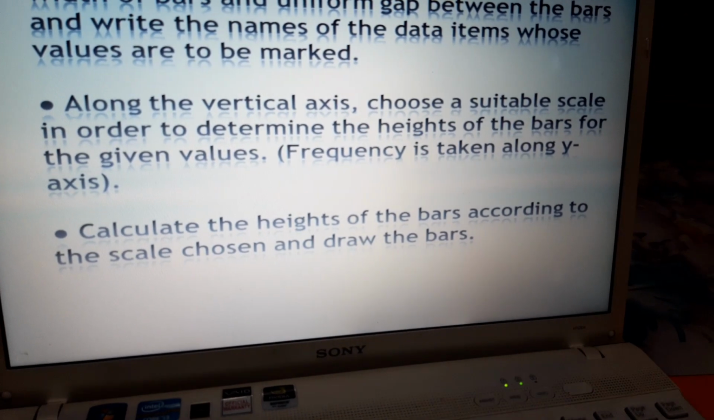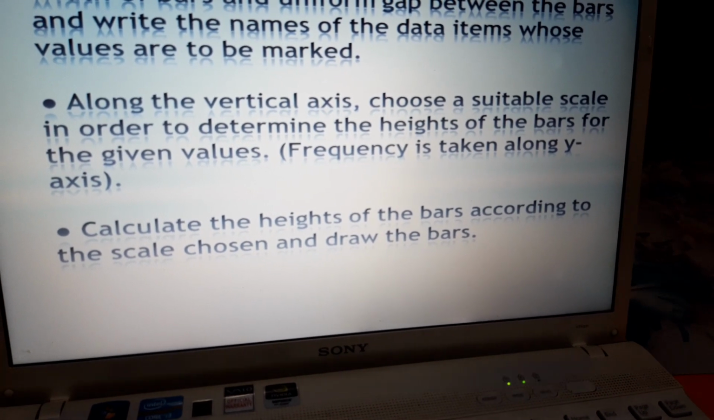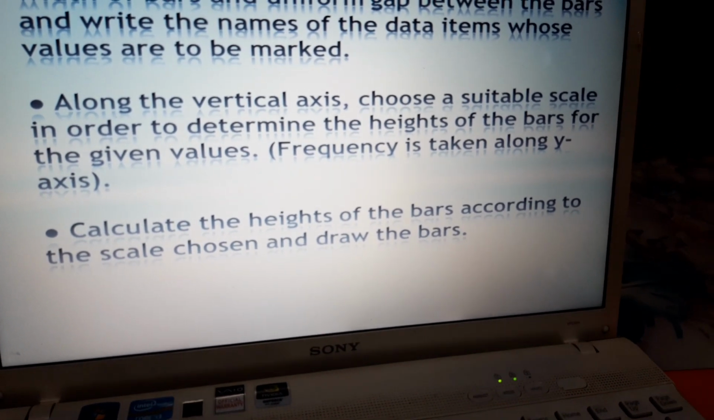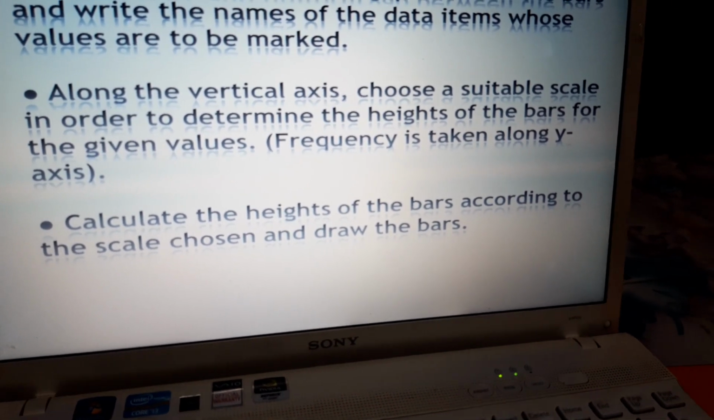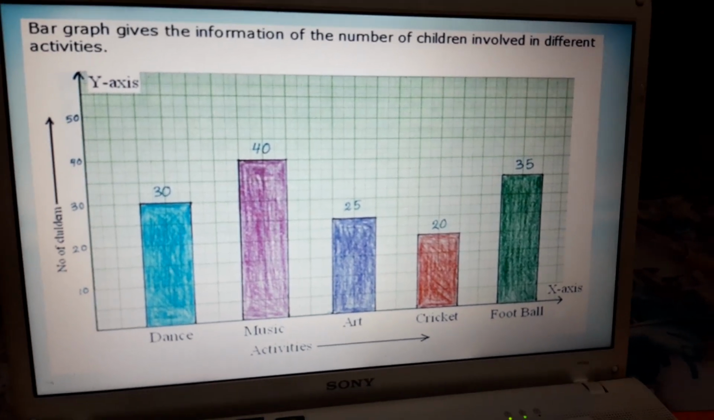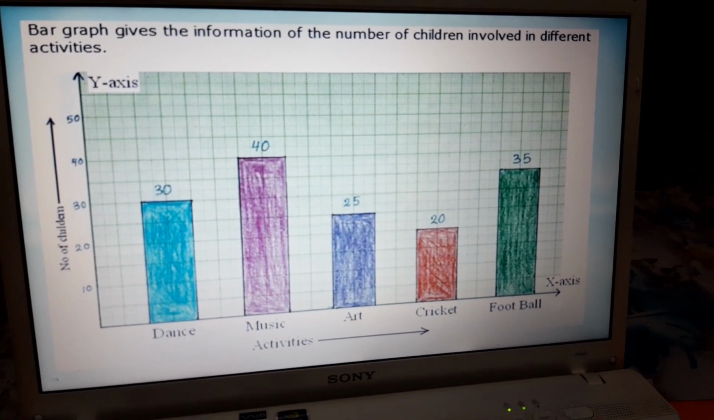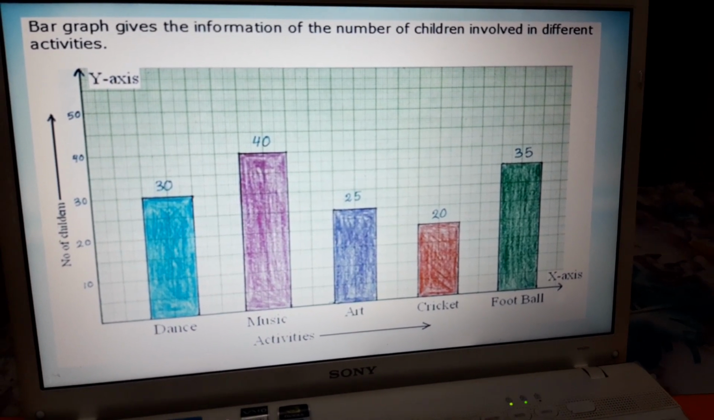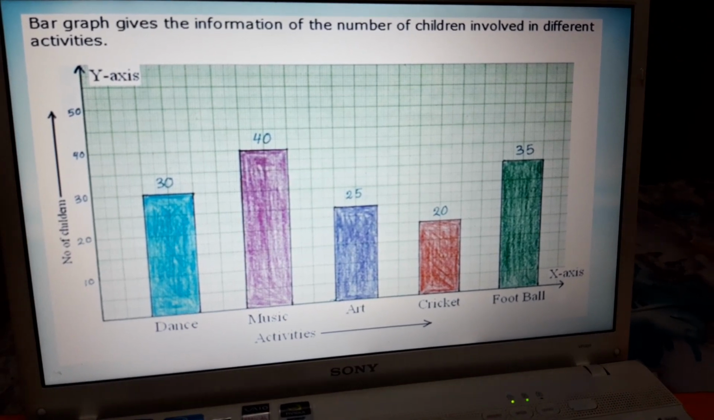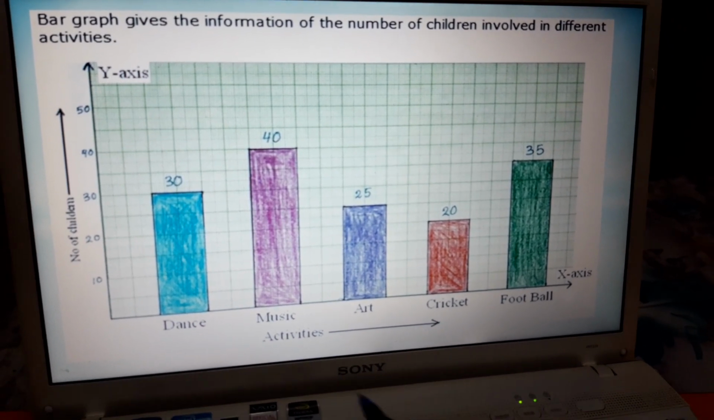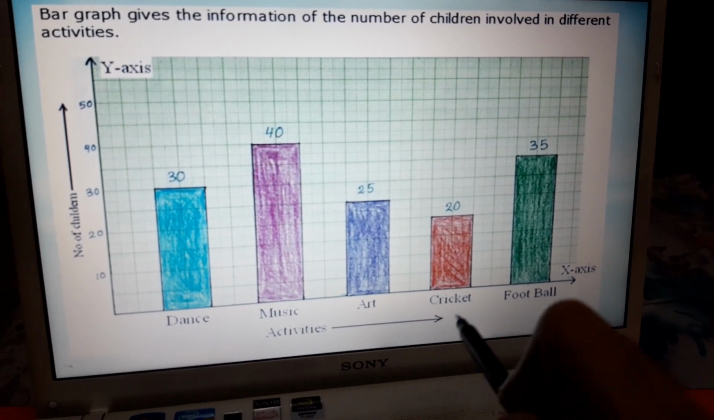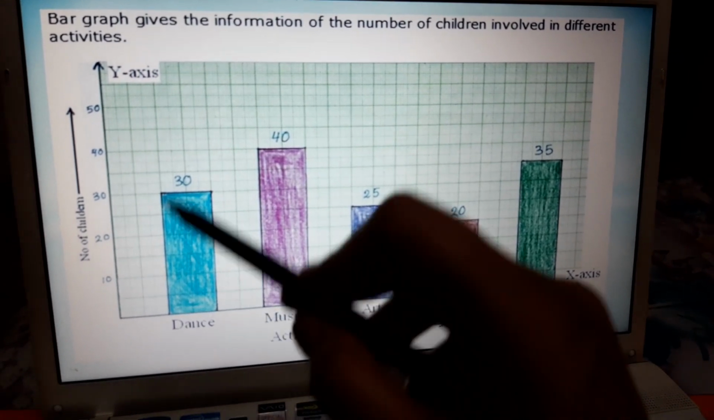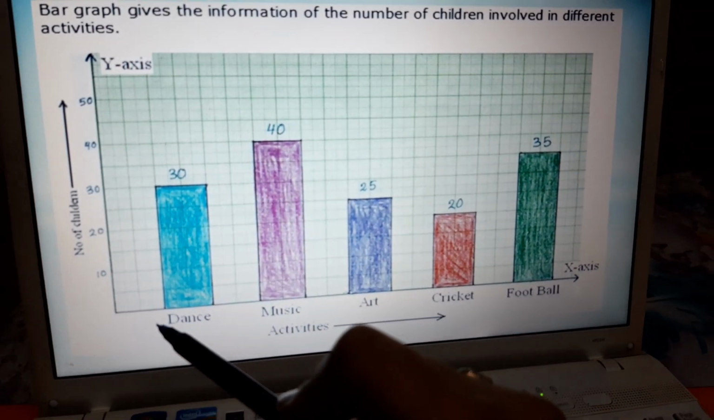Next, calculate the heights of the bar according to the scale chosen and draw the bars. So this is simple. You have to draw the bars according to what is the frequency. This is again an example of the bar graph, which gives us the information of the number of children involved in different activities. Now the activities are marked on the horizontal axis: dance, music, art, cricket and football, and on the vertical axis the number of students.